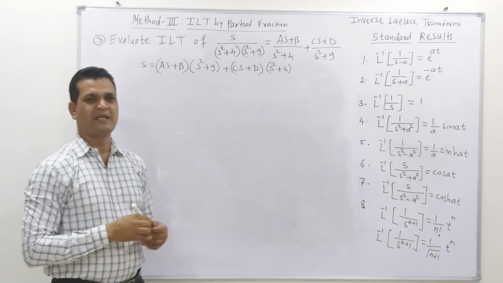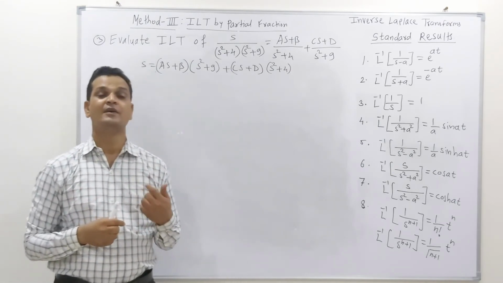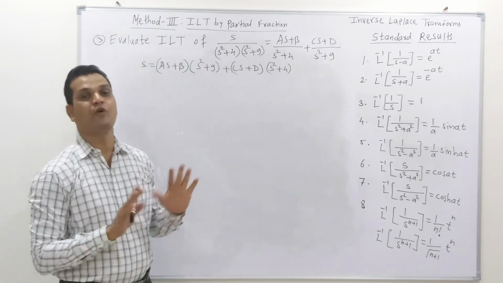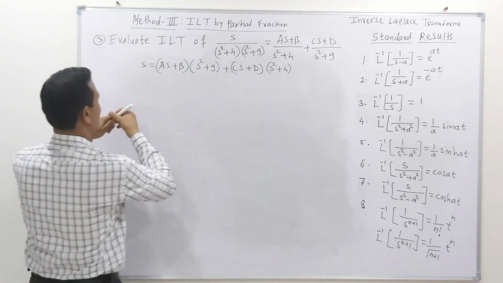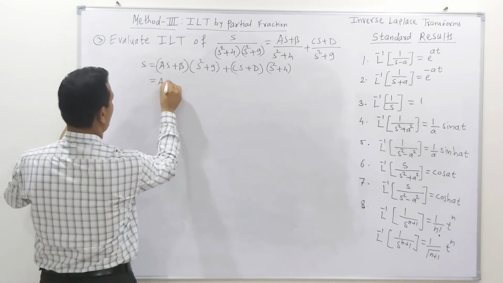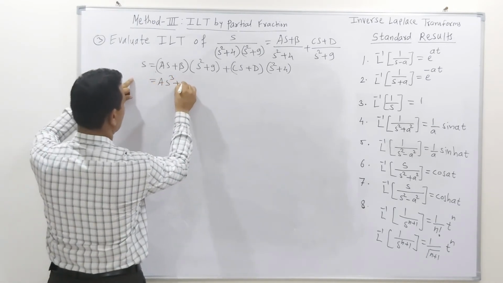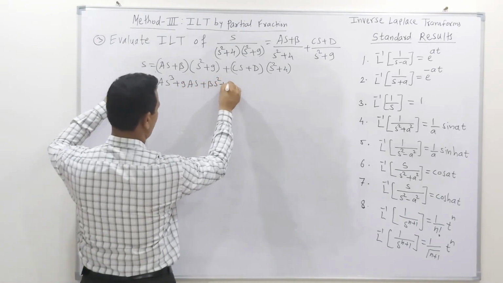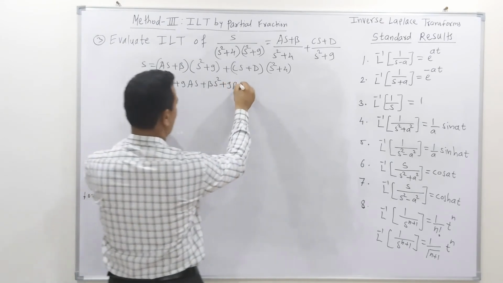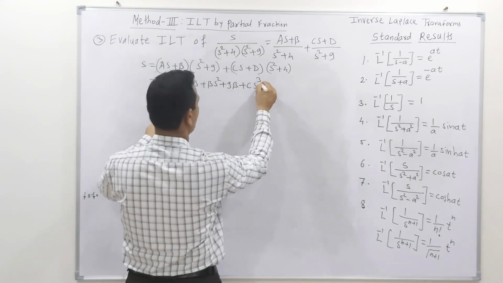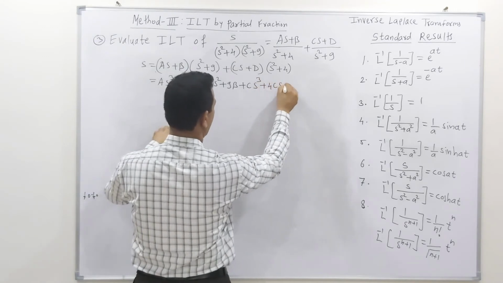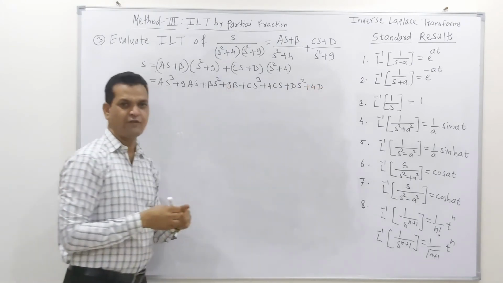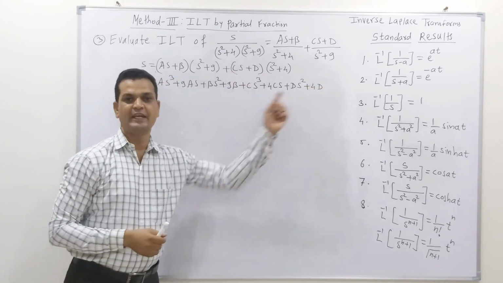So this is the straightforward and direct method for finding the partial fraction of such type of term where the denominator is in quadratic form. Now just simplify this term. We get a s cube plus 9as plus b s square plus 9b, then c s cube plus 4cs plus ds square plus 4d. After taking the product of these terms, we get such type of expansion.